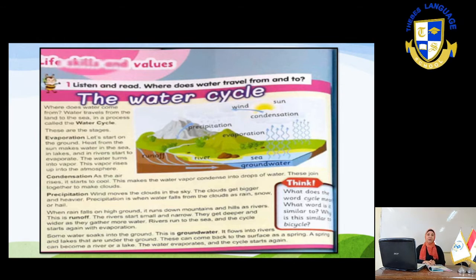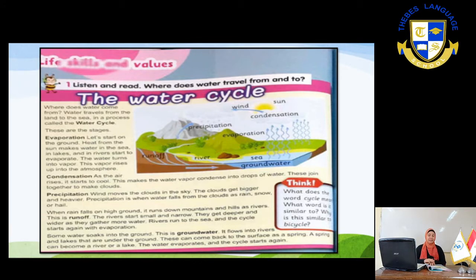The water cycle. Where does water come from? Water travels from land to sea in a process called the water cycle. Of course, you know what the cycle means. Cycle.